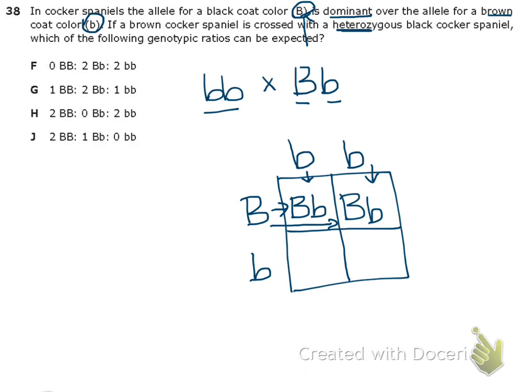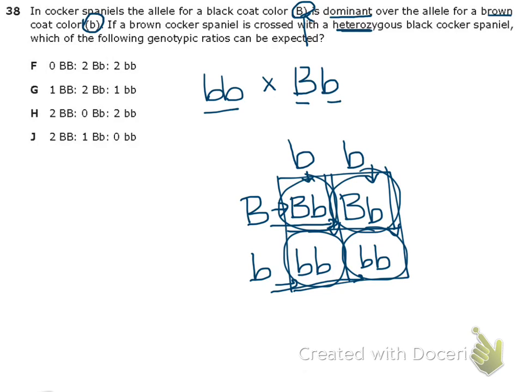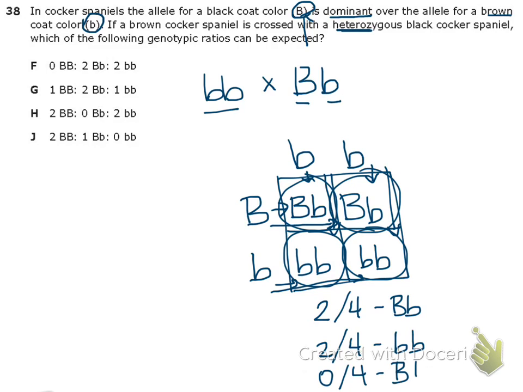And then I'm going to do the same thing in the bottom boxes. I bring my little b's down from the top and my little b across from the side. So here I'll have little b, and little b, little b. So as you can see, I have 4 possible combinations of genes, 1, 2, 3, 4, and 2 out of the 4 are big B, little b, and 2 out of the 4 are little b, little b, and 0 out of the 4 ended up being big B, big B.